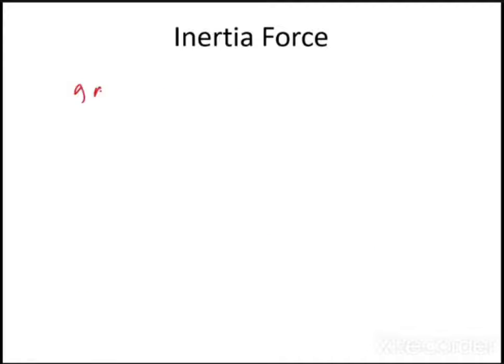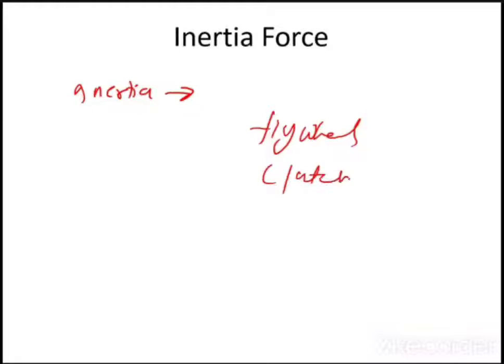And next is inertia. Can anybody define what is inertia? Inertia is a property of a body by virtue of which it remains in a state of rest or uniform motion until a force is applied on it. Right? So a flywheel, for example, then the clutch plate of an automobile, okay? They all have some inertia, even we humans have some inertia, right?